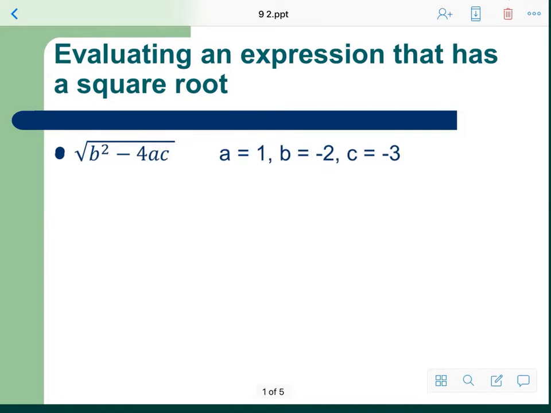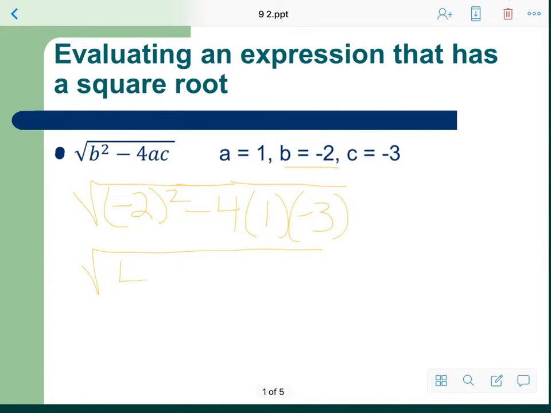What you're going to do is take the square root of b squared, and b is -2, so we're going to put in parentheses (-2) quantity squared, so you just substitute what b is in there, and then minus 4, which is given in the expression, times a, which is 1, times c, which is -3. And so then once we've substituted all the values in, now we just simplify.